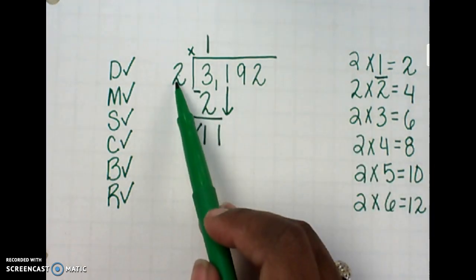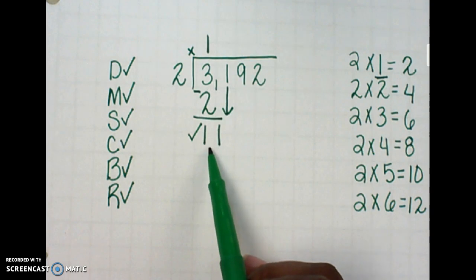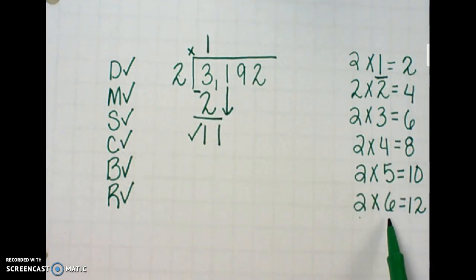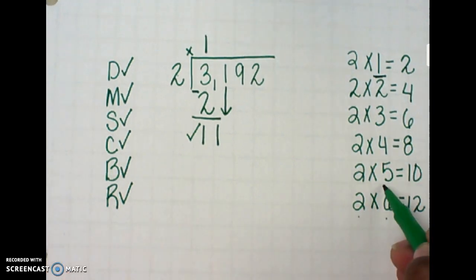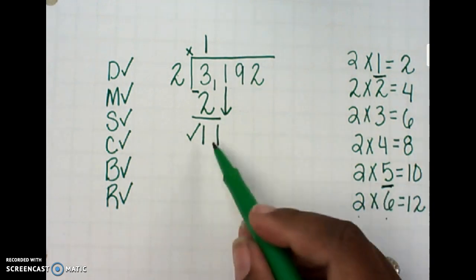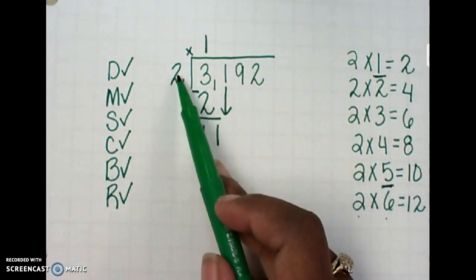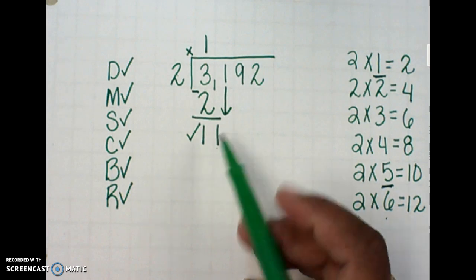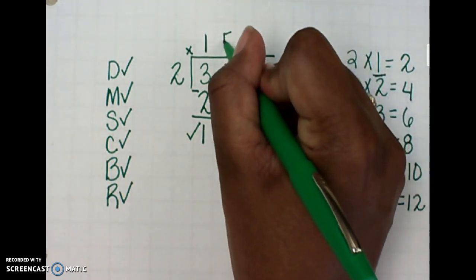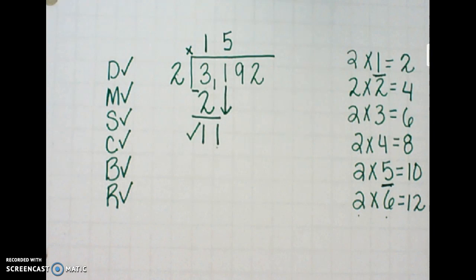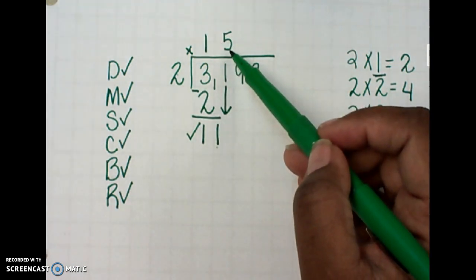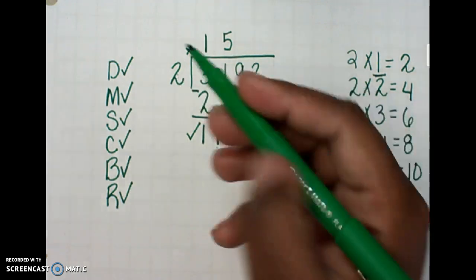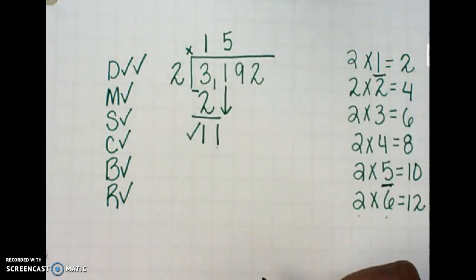So, how many groups of 2 can I pull out of 11? Well, I can't pull 6 groups of 2 out of 11 because 6 groups of 2 is 12. But I can pull 5 groups of 2 from 11. So how many groups of 2 can I pull out of 11? I could pull out 5. I could pull 5 groups of 2 out of 11, and I have just divided.